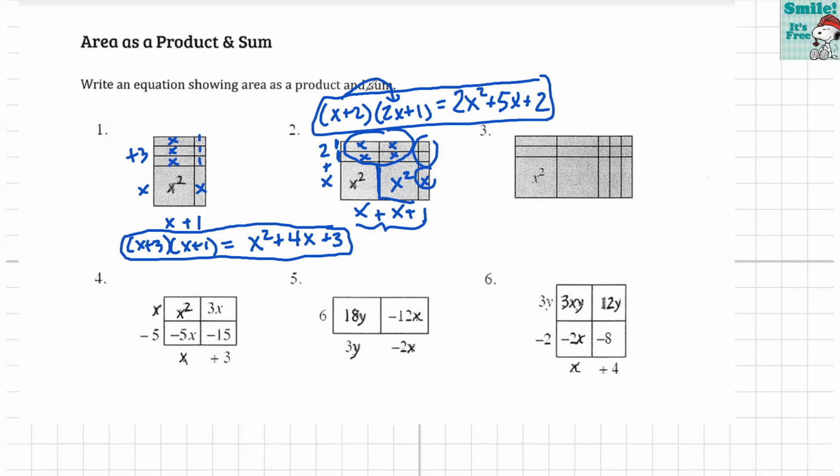Remember we did this the other day. We write it as a product. This is the product part. This is the sum.